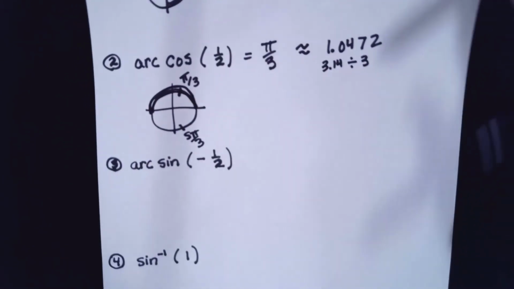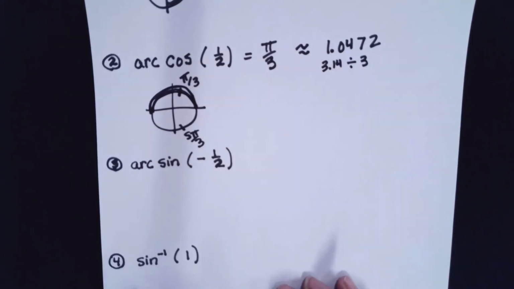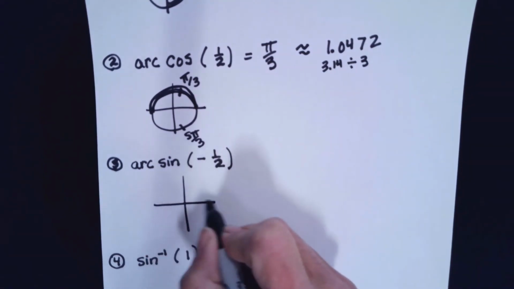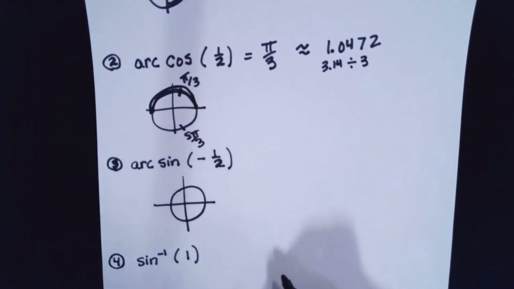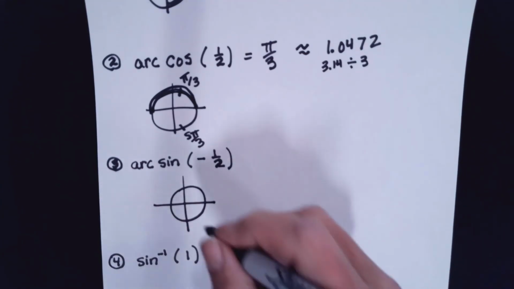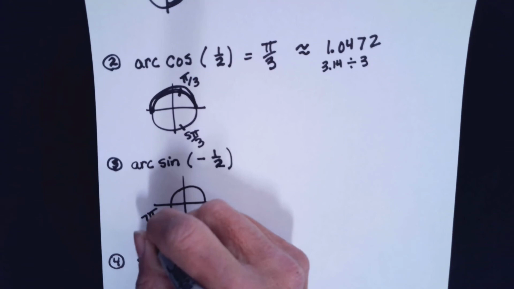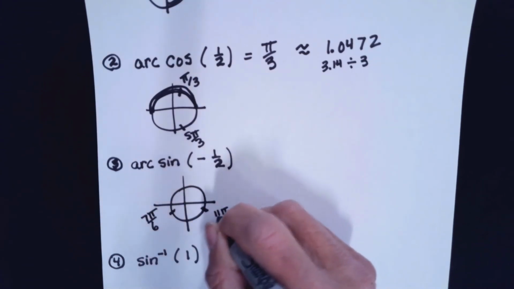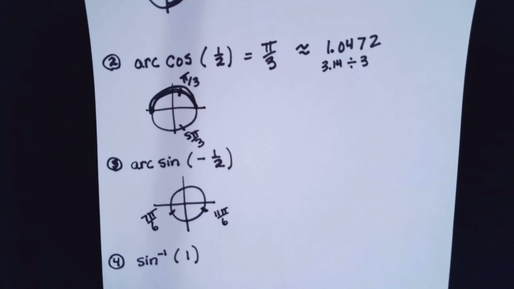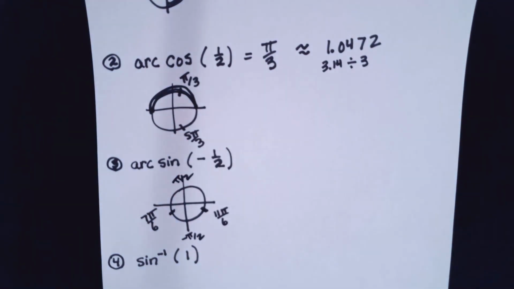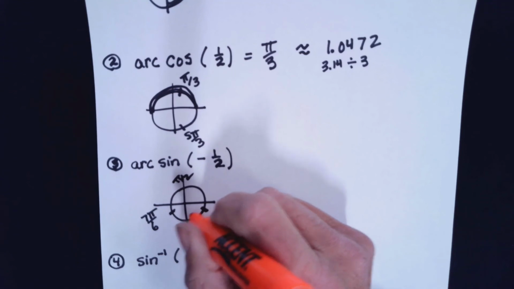Well, this is the one I really want to look at. This one's a little bit different. Arcsine of -1/2. The procedure is still the same. Where is the sine on the interval from negative pi over 2 to pi over 2 equal to -1/2? Well, let's see, that would be here and here. That's 7 pi over 6 and 11 pi over 6. And we're looking for values from negative pi over 2 to pi over 2. So we're looking for values between here and here.